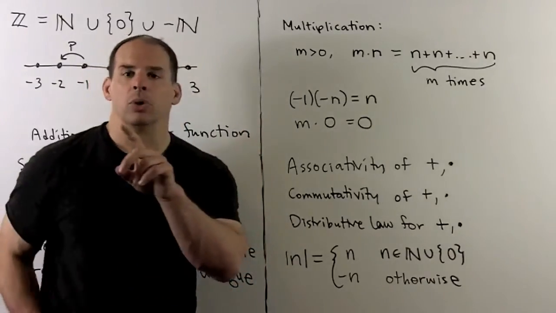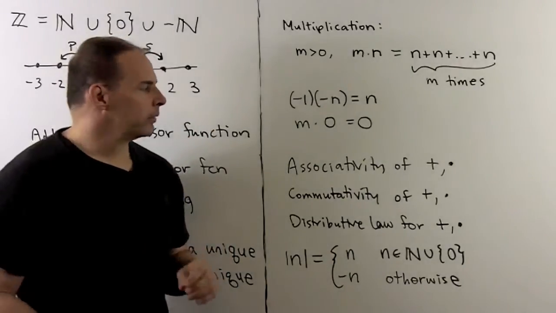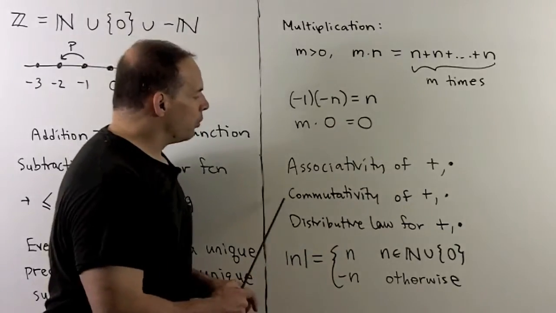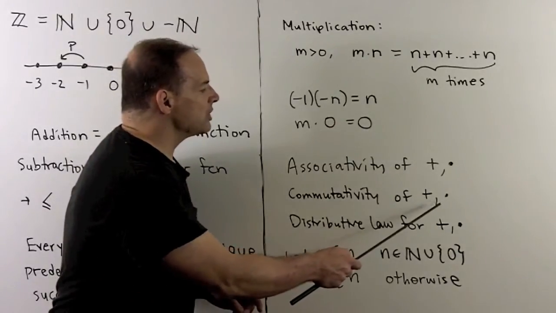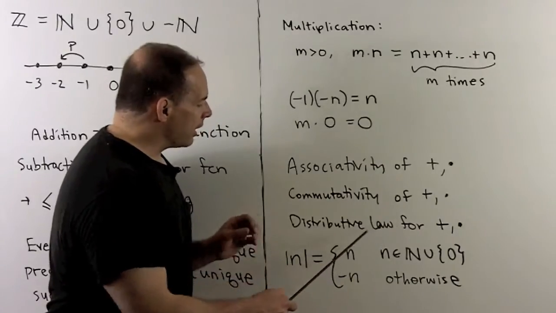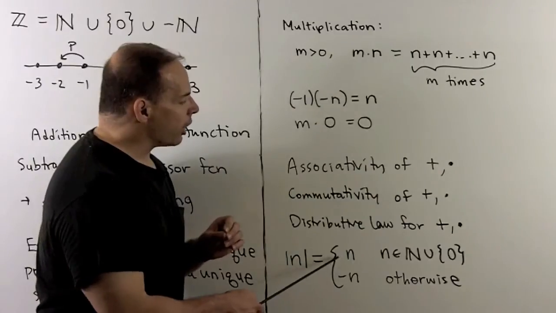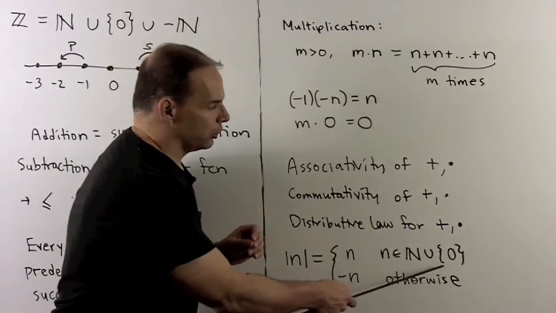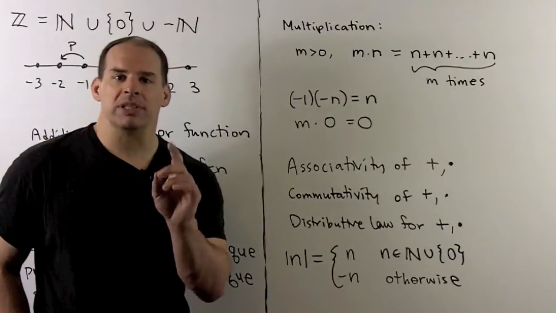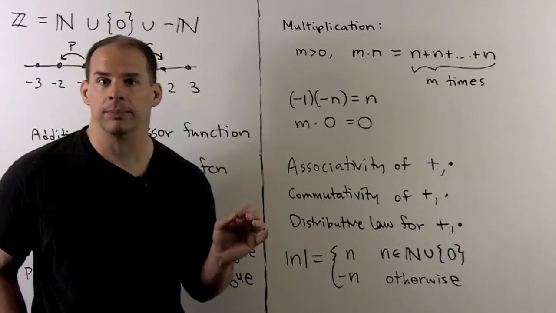Now, with the addition and multiplication, okay, we'll have a list of properties. So we'll have associativity for both operations. We'll have commutativity for both operations. Together, we'll have a distributive law. And then a useful function will be absolute value of an integer. So if our integer is in the natural numbers union 0, we just get the number back. If we get a negative integer, we take away the minus sign, which is just the same as multiplying by a minus 1.